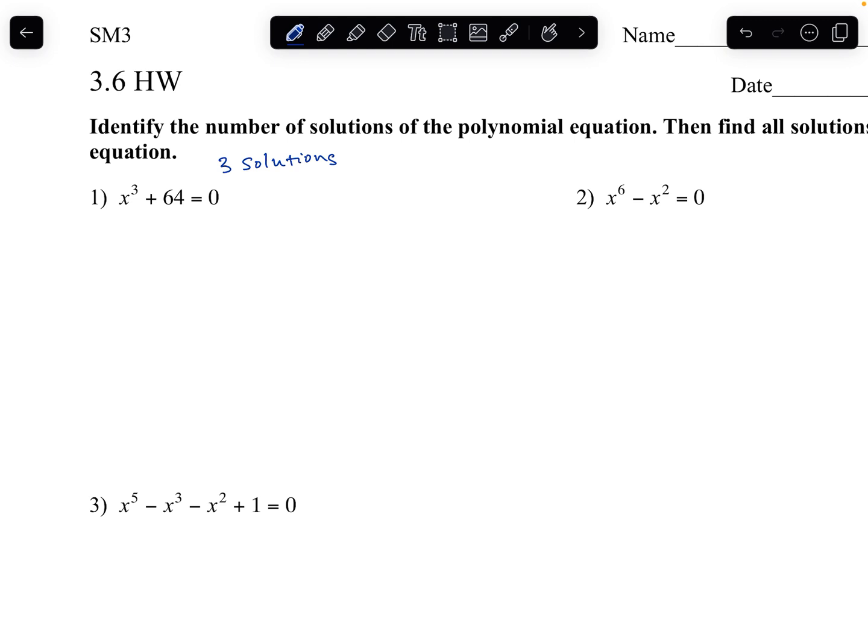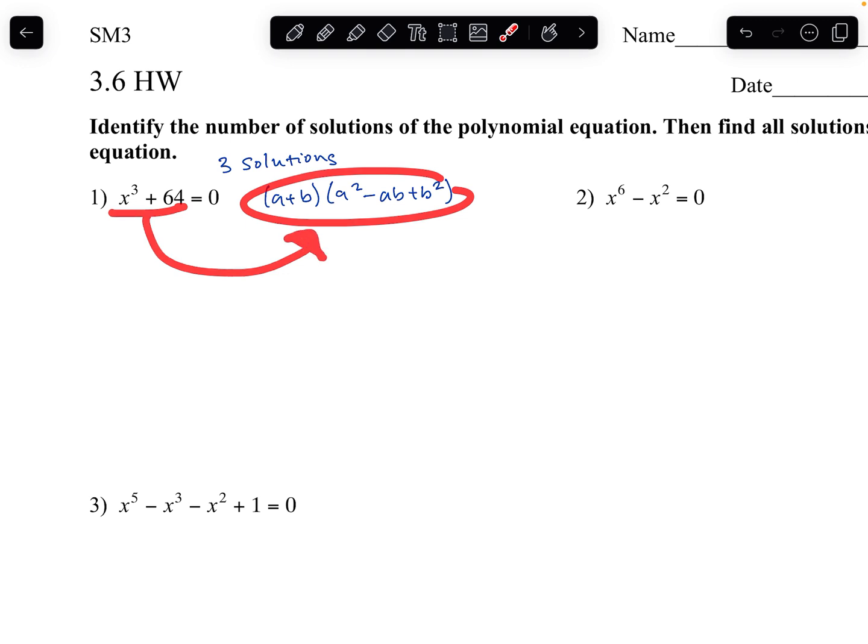So x to the third plus 64. I know what we can do here. There's a factoring pattern for the sum of 2 cubes, and that pattern goes a plus b times a squared minus ab plus b squared. So in this case, we'll use this factoring pattern. We're going to factor it into these 2 factors accordingly, and instead of a, we're going to use x, and instead of b, we're going to use 4, because 4 cubed is 64.